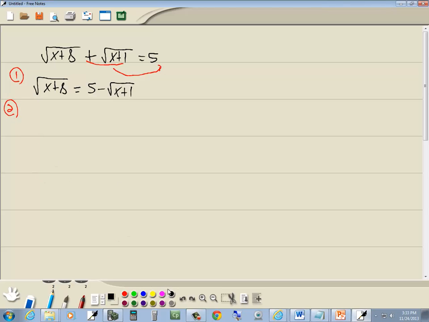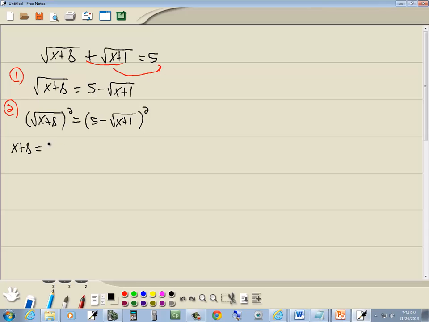Step 2, raise both sides to a power equal to the index. Well, these are square roots, so I'll square both sides. So I got square root of x plus 8 squared is equal to 5 minus square root of x plus 1 squared. Now over on the left side, when your index matches your power, they cancel each other. So we got x plus 8.